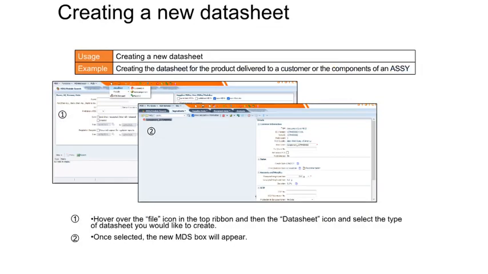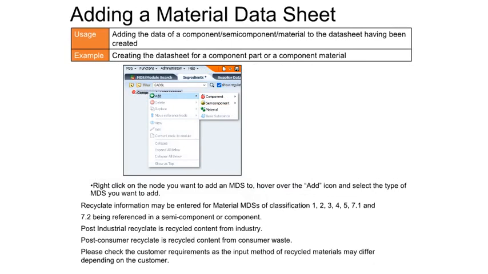Creating a new datasheet. Hover over the File icon in the top ribbon and then the Datasheet icon and select the type of datasheet you would like to create. Once selected, the new MDS box will appear. Adding a material datasheet. Right-click on the node you want to add an MDS to, hover over the Add icon and select the type of MDS you want to add.